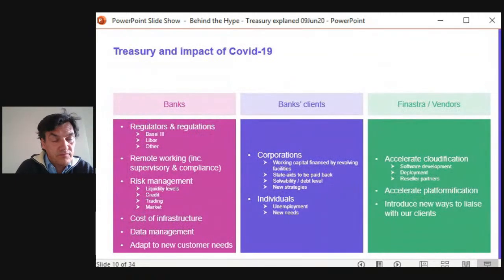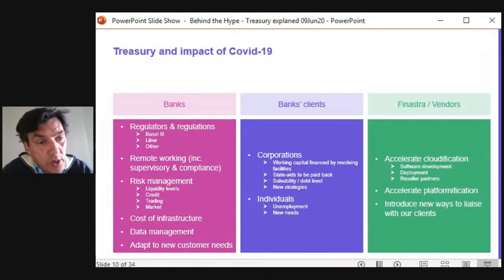So LIBOR has been a big theme for fines and reputation, but then you can have many more fines. So talking about COVID-19, I think it's important to talk about it right now because it has a big impact. And just on the previous slide, we talked about the evolution of the regulation. And actually, one of the first impacts of COVID-19 is the evolution of the regulation.